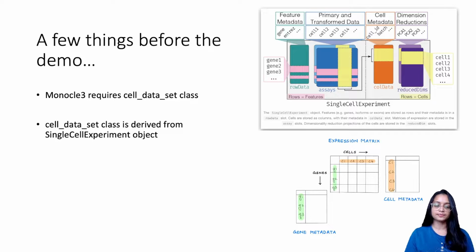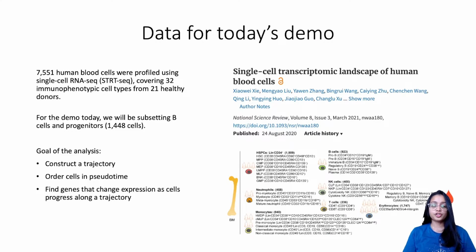cell dataset class. For the demonstration today, the data we will be using is a transcriptomic landscape of human blood cells. These are essentially 7,551 human blood cells covering 32 cell types from 21 healthy donors. But for the sake of demonstration today, we will not be using the entire data set. We are just choosing a group of B cells and its progenitors, which are around 1400 cells. So we will be building a trajectory using this group of cells.